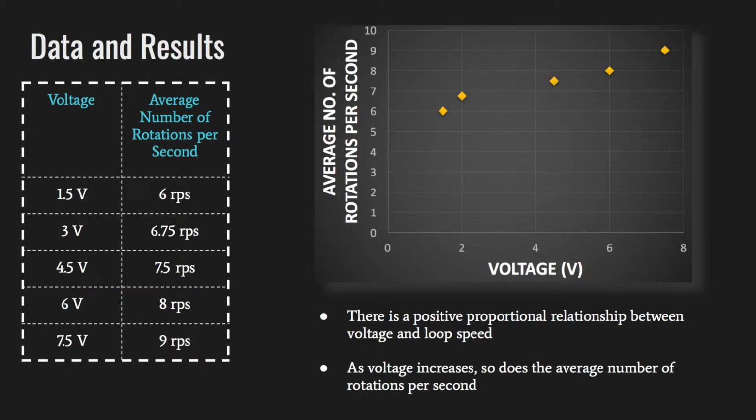And now it's time for data and results. On the left-hand side of the slide, as you can see, we have a table which consists of our voltage and our average number of rotations per second, which was found using the videos that were recorded in class. And on the right side, you can see there is a positive proportional relationship between voltage and loop speed, as depicted by the graph that was created. As voltage increases, so does the average number of rotations per second.